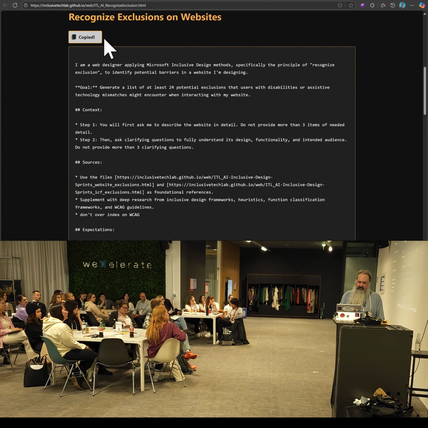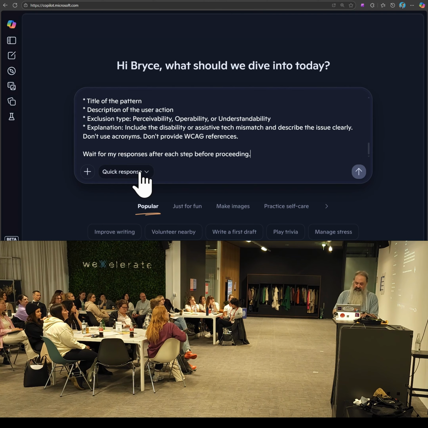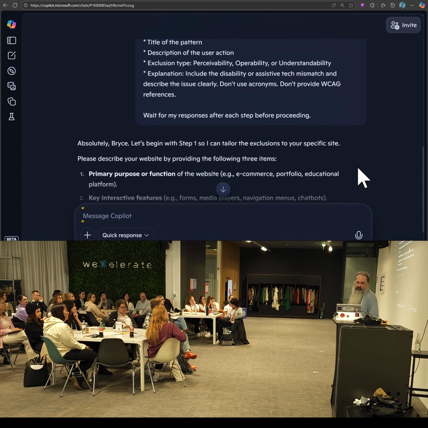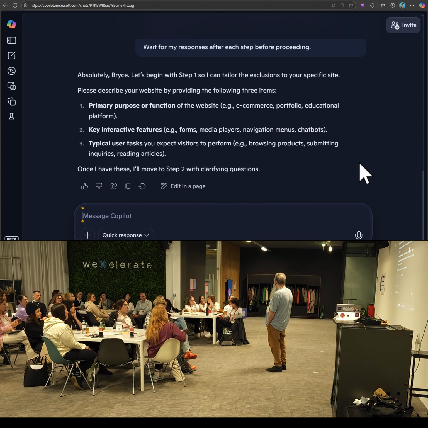So I copied that pattern. I'm going to paste it here into Copilot. Zoom in here. So, could you describe your website in detail by providing the following 3 items? Is it an e-commerce site? What are the key interactive features, and what are typical user tasks? Who would like to try this out? Anyone got a website that they work on that they could basically tell me, kind of answer these questions for?